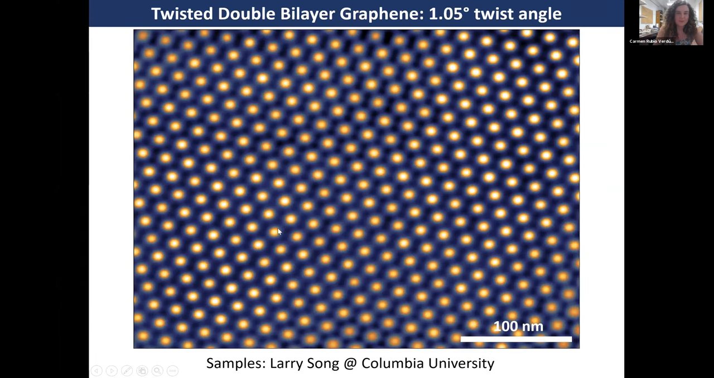Okay, so let's move to the results. This is an STM topography of around 300 nanometers side of twisted double bilayer graphene. From the wavelength of the Moire lattice, we can extract the twist angle, and we have around 1.05 degrees, which is in the range where the correlated states emerge. And you can see that we have a very big region of pretty uniform Moire, which makes this an ideal platform to study the phenomenology I was describing at the beginning.